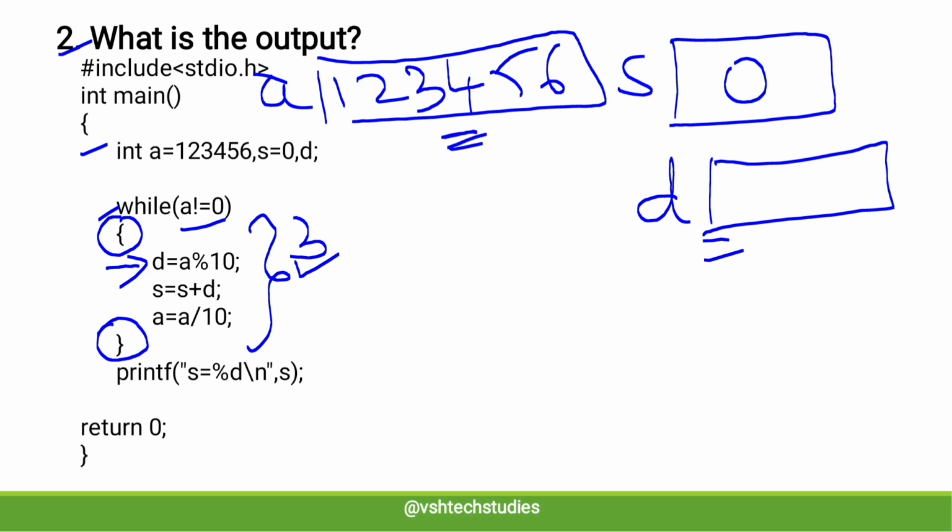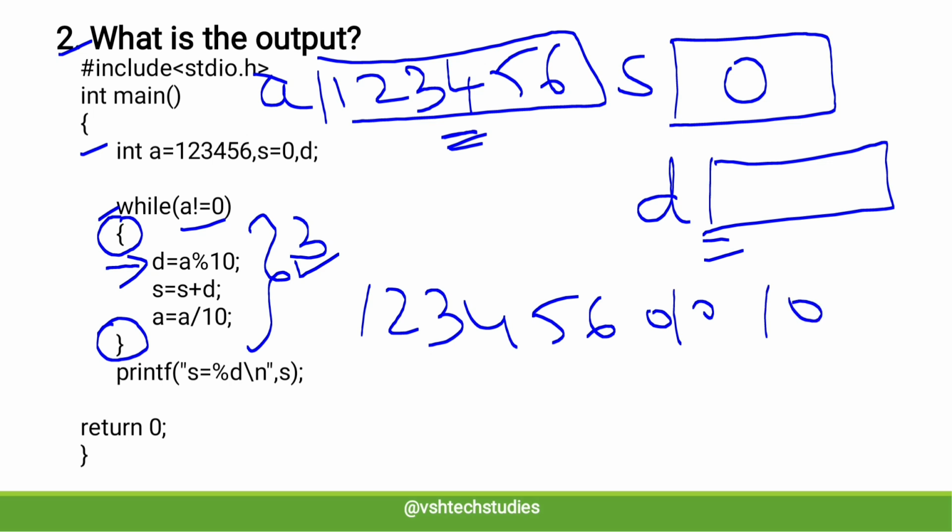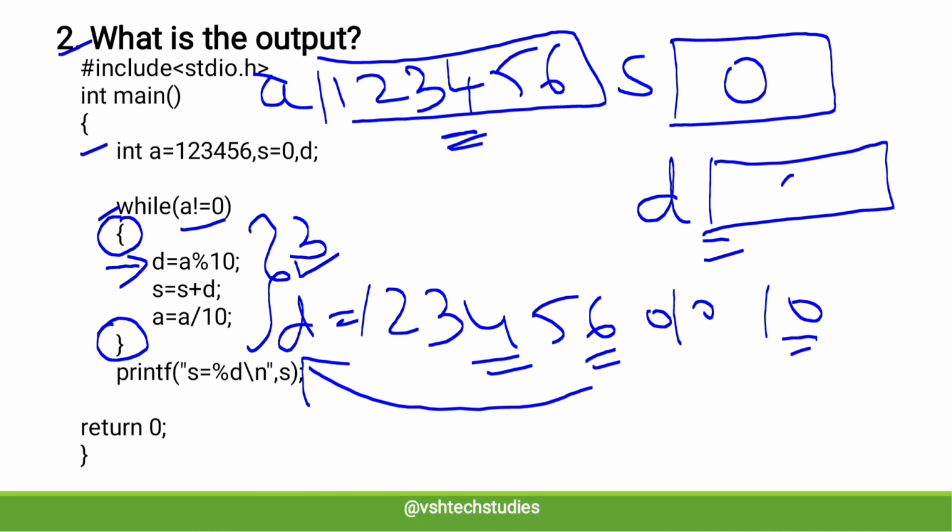So A is 1 2 3 4 5 6 mod 10. This is D. So when you divide this by 10, the remainder is 6, that is assigned to D. So D will be 6. Next, S is equal to S plus D. S equal to S, which is 0, plus D, meaning 0 plus 6. 0 plus 6 is 6, that must be saved in S. So this 0 is taken out and S is made 6.